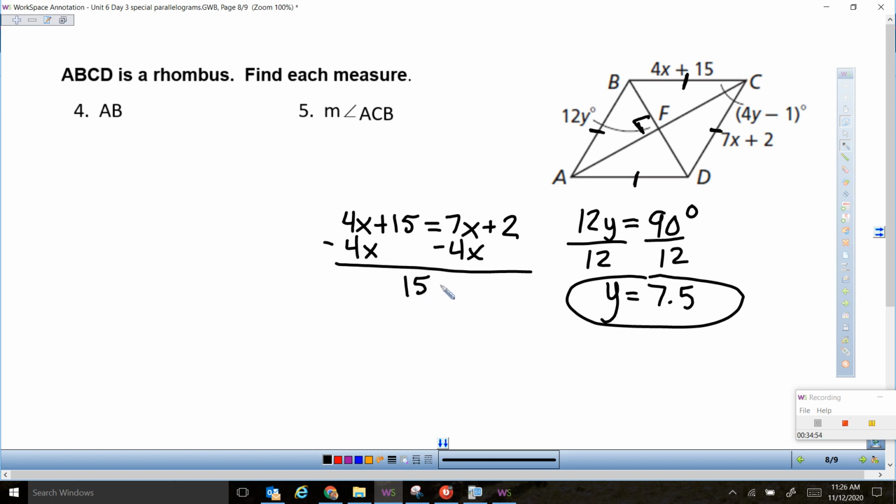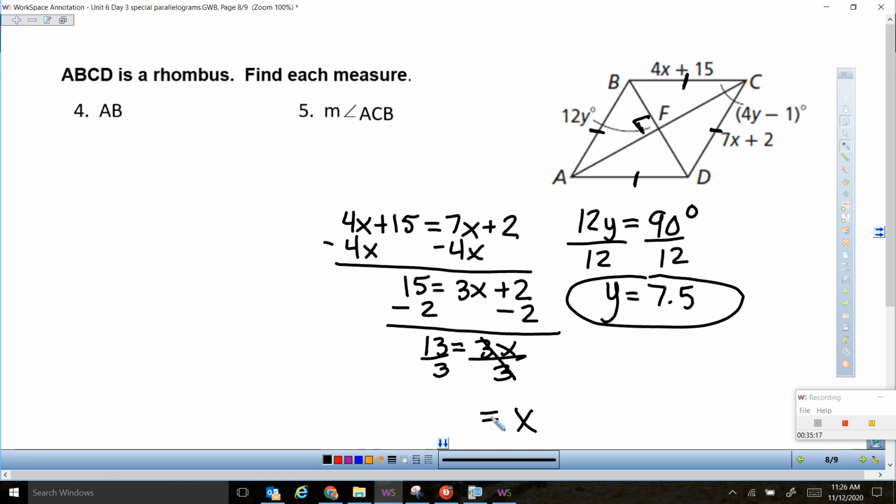So that gives me 15 equals 7x minus 4x is 3x plus 2. What's next? Subtract 2 from both sides. 15 minus 2 is 13 equals 3x. Divide both sides by 3. I'm going to leave this in fractional form. I'm not going to round my answer until the very end, because this one is not a nice, even decimal. Like this one was 7.5, that's called a terminating decimal. This is called a repeating decimal, so I don't want to leave it as repeating. So just leave it as a fraction for now.